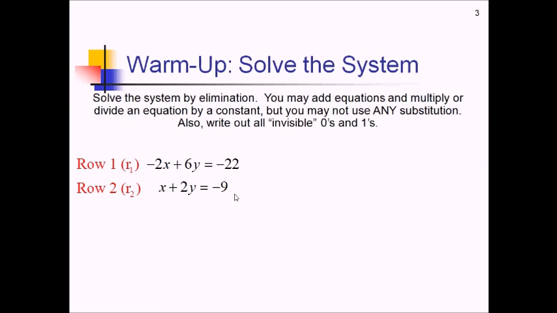Now, the process for solving by elimination, you basically are trying to get rid of one of the variables in one of the equations so that you could then turn around and solve for the remaining variable. And we do this by getting the two equations to have opposite coefficients, so that when we add the equations together, we can actually cancel out one of the variables.